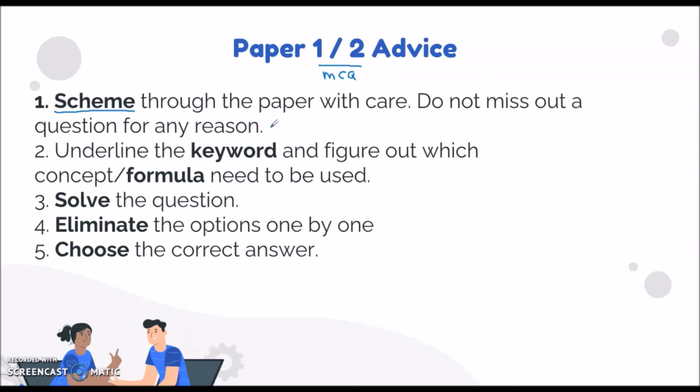Number 2, when you skim a question, you have to underline the keywords and figure out which concept or formula needs to be used. Write it down in your paper. You should do your rough work in the paper itself. Number 3, solve the question. Number 4, eliminate the options one by one, so that it is easy for you to choose the correct one. The last one, choose the correct answer.